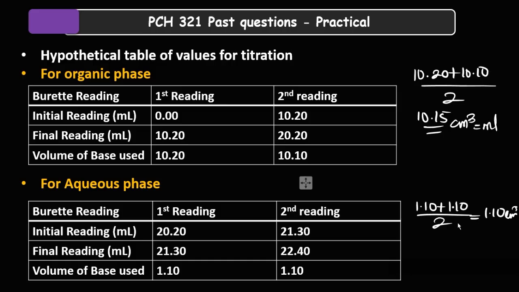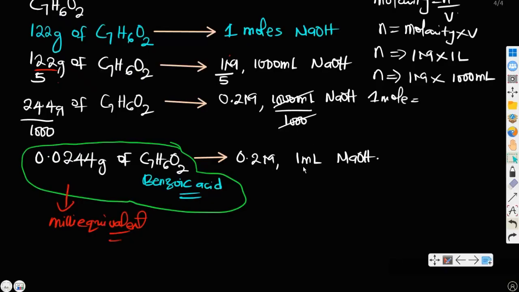So for the first one it is 10.15, while for the second one it is 1.10, because I know if I get out from this space now, this whole thing will delete. So 10.15 and 1.10. So I can come here, right? 10.15 and 1.10. This is for organic phase and this is for aqueous phase.